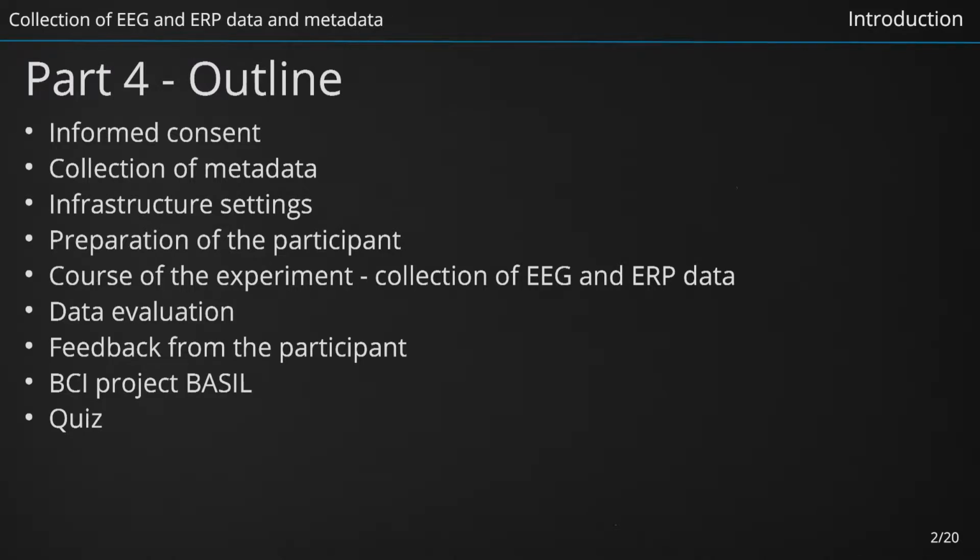Before the procedure of data collection itself starts, the participant has to be technically prepared for the measurement. During and just after the experiment, the collected data are continually evaluated and the participant is eventually asked to change his or her behavior related to the experiment. At the end of the experimental session, the participant is asked for feedback. Eventually, another set of metadata related to the performed experiment is collected. The BCI project BASIL is presented on the examples where it is suitable and not only at the end as it was usual in the previous parts. This part is also concluded with a short quiz.